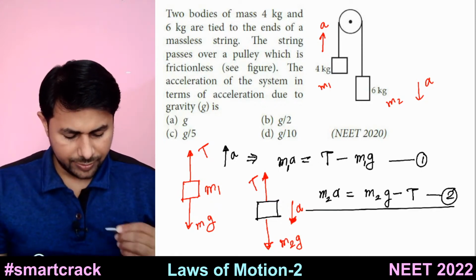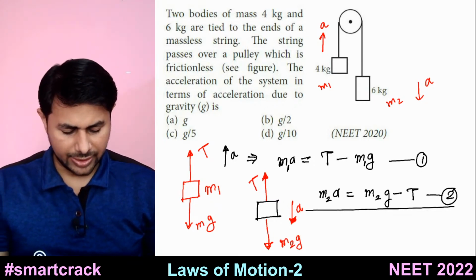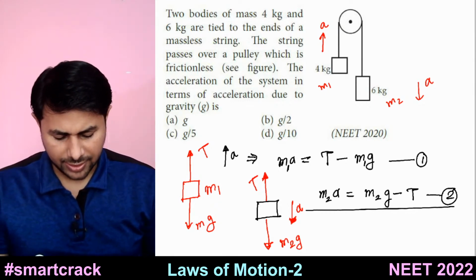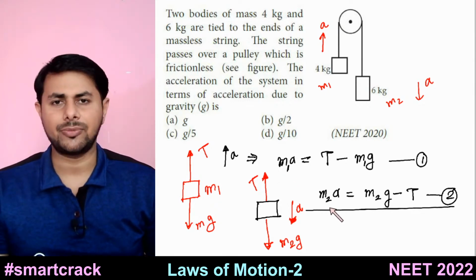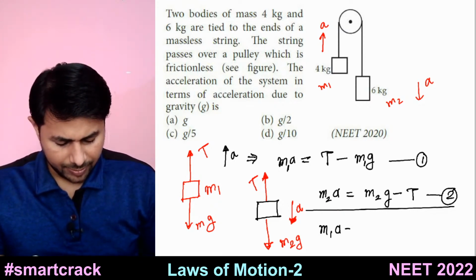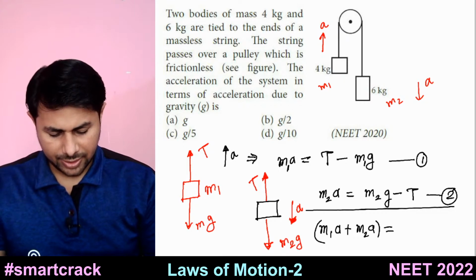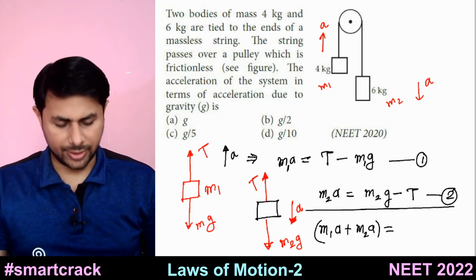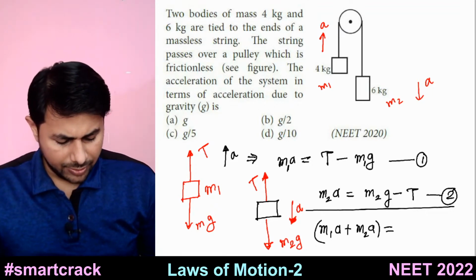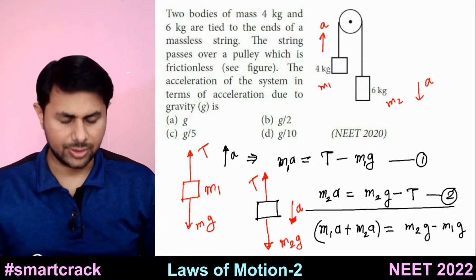And now what will you do? You will add 1 and 2. So I am adding 1 and 2. So what will be my resultant? On the left hand side, you can see it's m1 into a plus m2 into a. On the RHS, you have plus T and minus T over here, so when you add them, it gets cancelled out. Then you have m2 into g minus m1 into g.